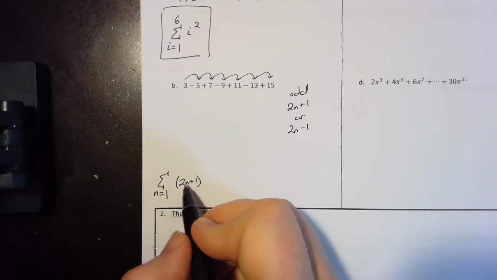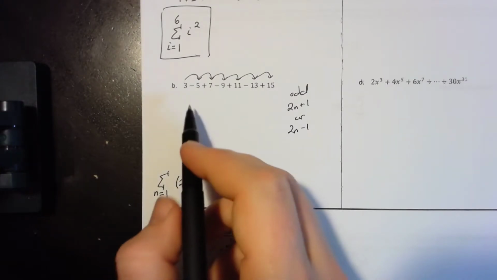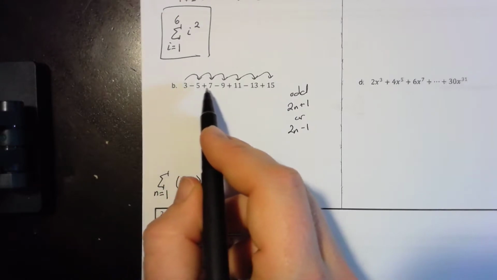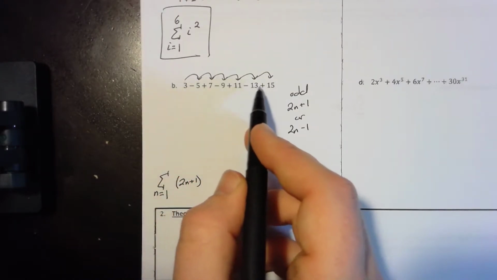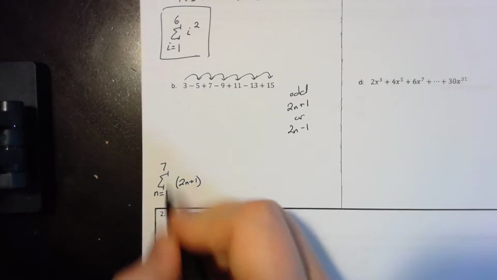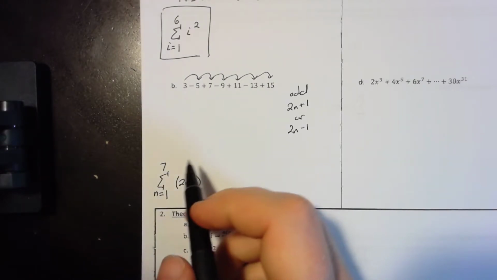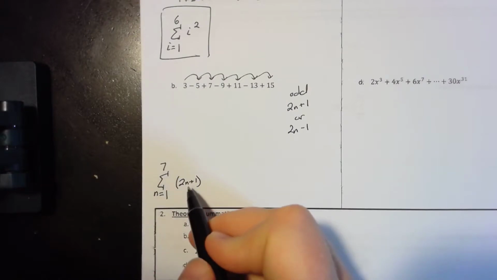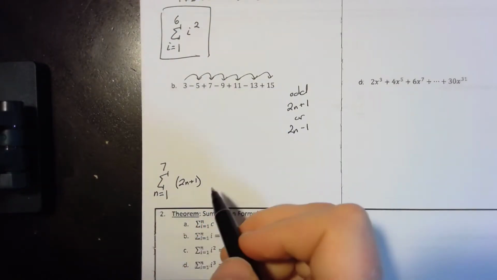Now, the second detail I need to figure out is where am I going to stop? Well, if this is term 1, then this should be term 2, 3, 4, 5, 6, and 7. So I should go from n equals 1 to n equals 7. Now again, if you don't trust that, by all means, plug in 7 for your last term. 2 times 7 is 14, 14 plus 1 is 15, and that does give me that last piece.